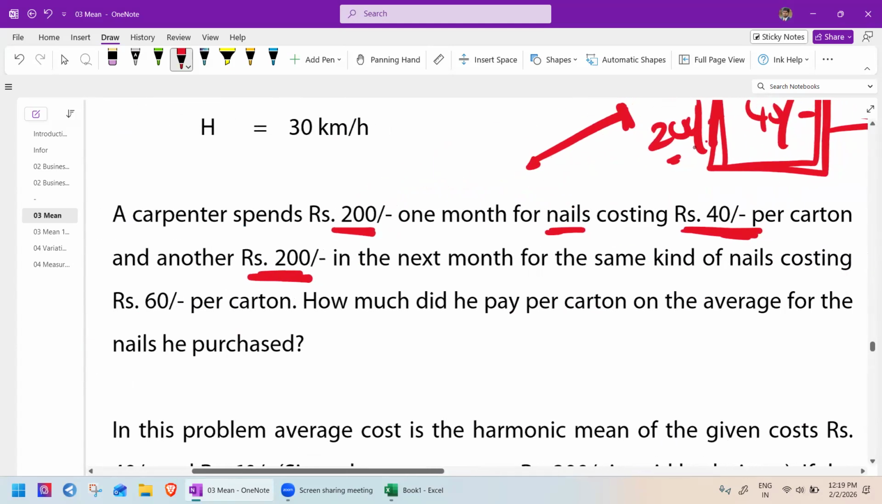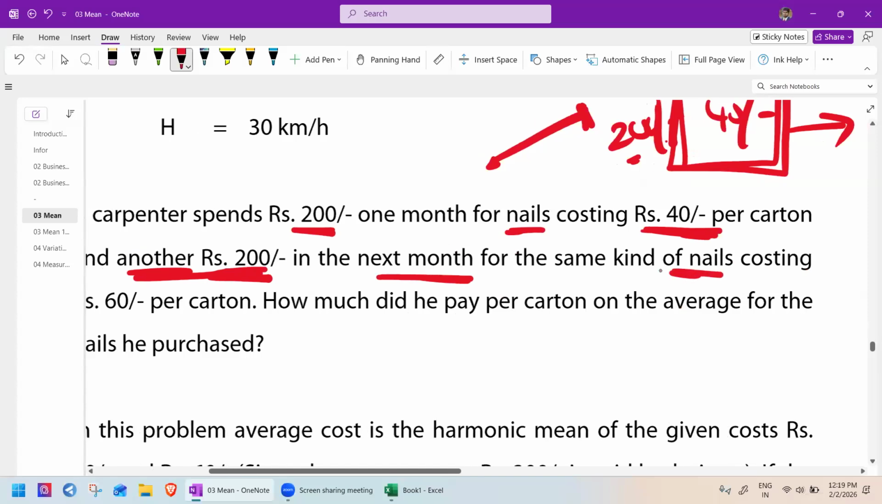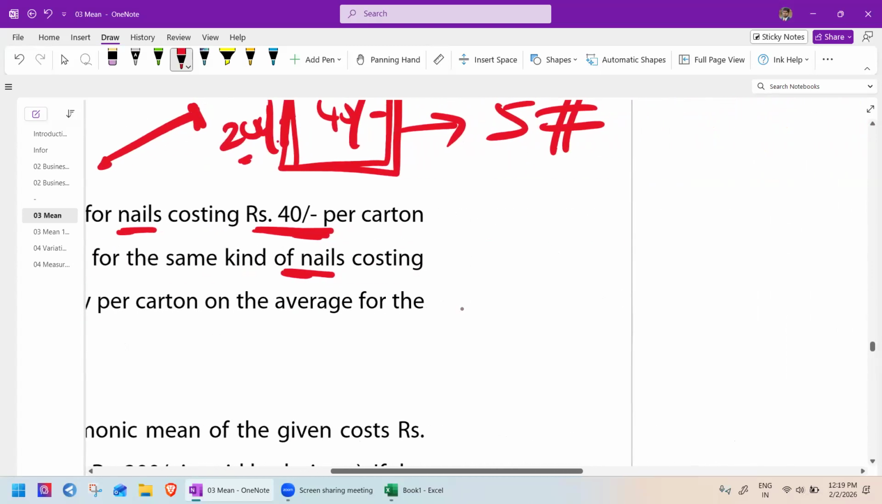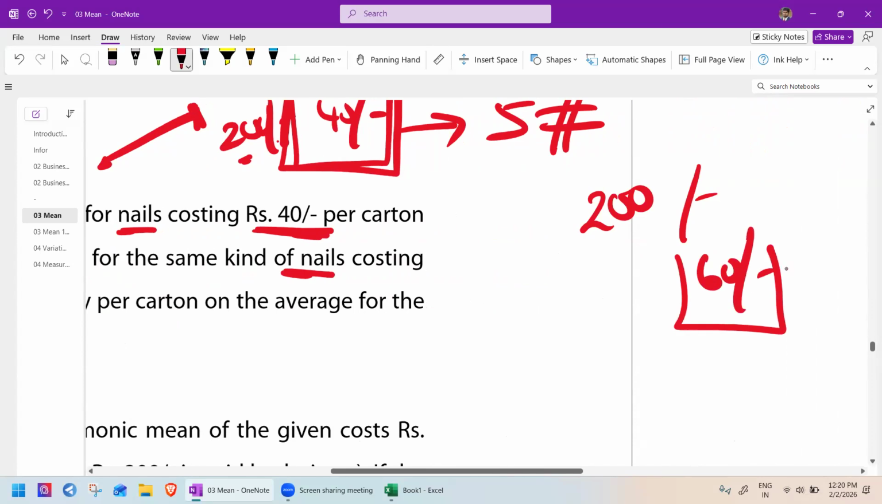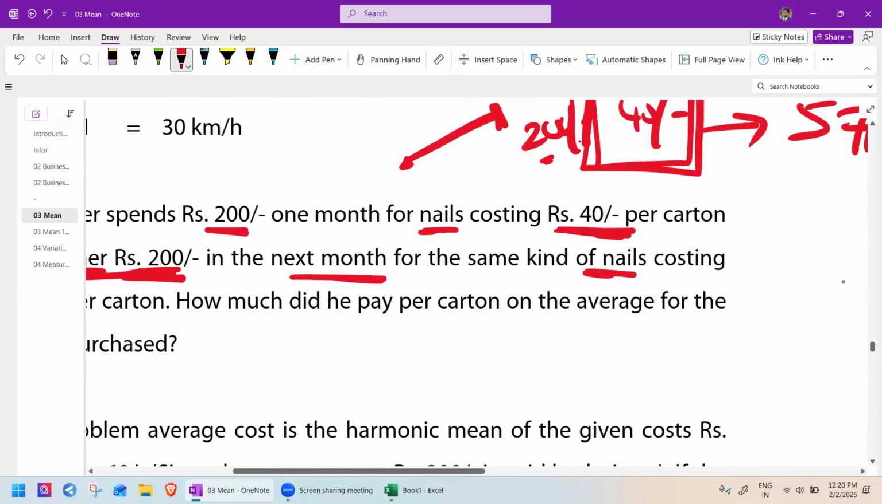Then in the next month, he spent another 200 rupees for the same kind of nails, costing 60 per carton, right? The next time he spent 200 rupees, but a box of the carton costs 60 rupees. Then how many cartons did he purchase? How many units? 3 point something, right? Not exactly 3.